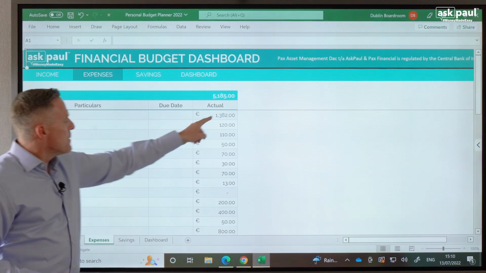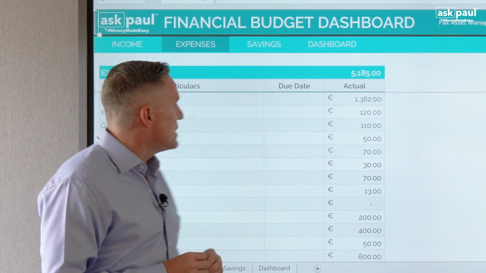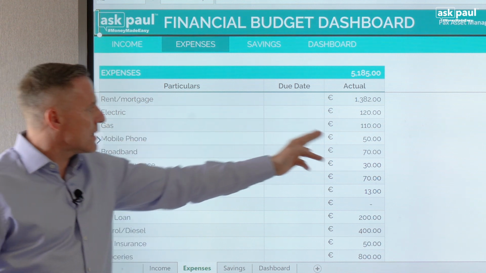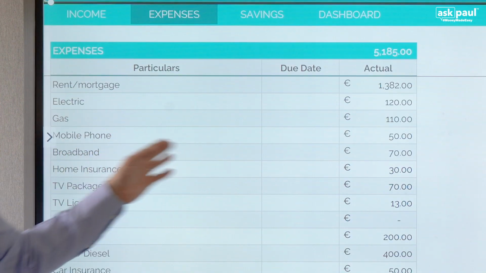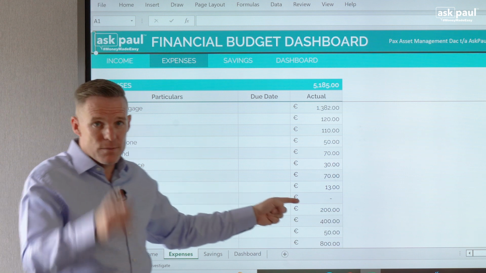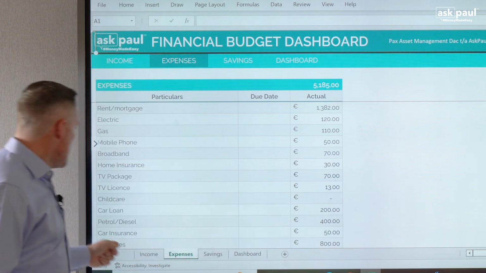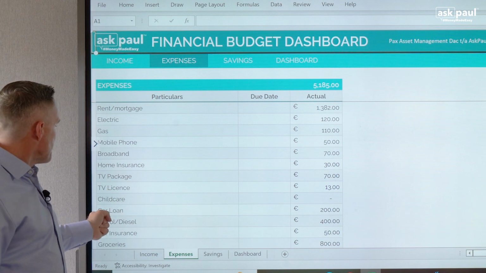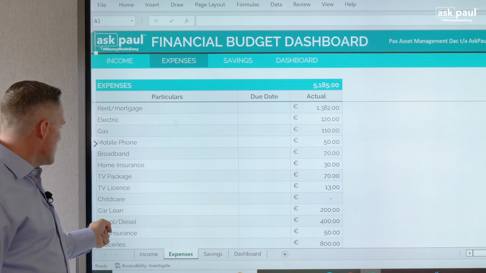We continue with the expenses. Mortgage is 1382. Going down here, then we have electricity at 120, we have gas at 110, mobile phone 50 euro, broadband at 70, home insurance at 30 euro, TV package at 70, TV license, which you should all be paying, is at 13 euro. We're going to presume that the childcare is nil in this instance, that the kids are in school. Car loan is 200 euro in this example.